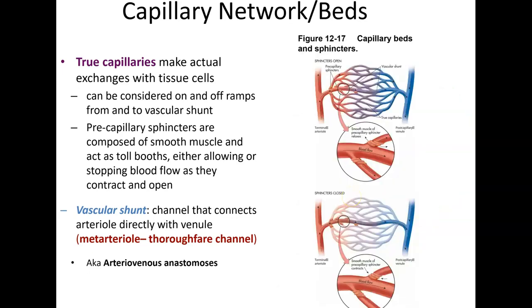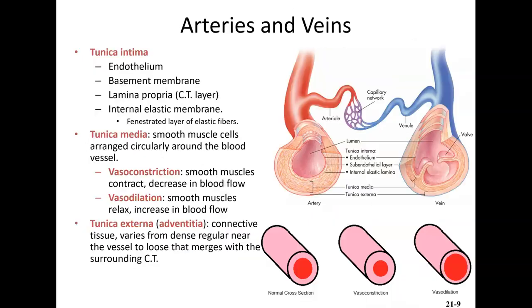Here's another great illustration from your book in which we see our true capillary being used here. Blood is flowing in all directions throughout this capillary network. Over here, our precapillary sphincters are contracting, closing off blood flow to the network, and instead ensuring that it is going through the vascular shunt here for the arteriovenous anastomoses.